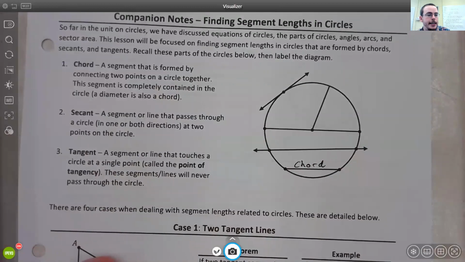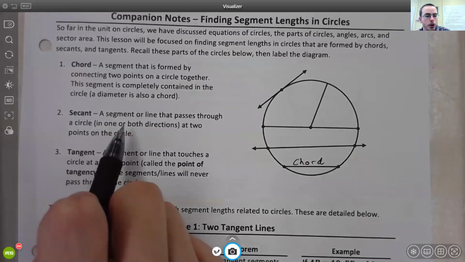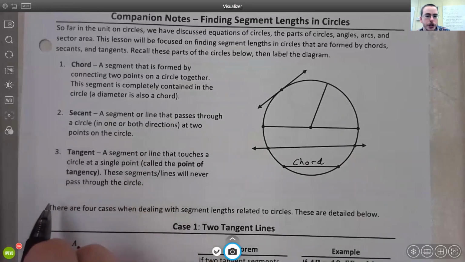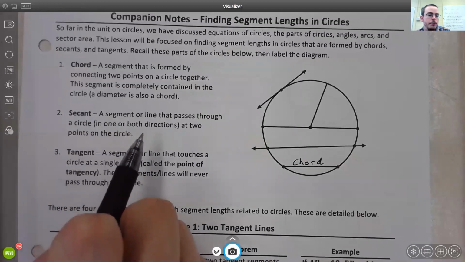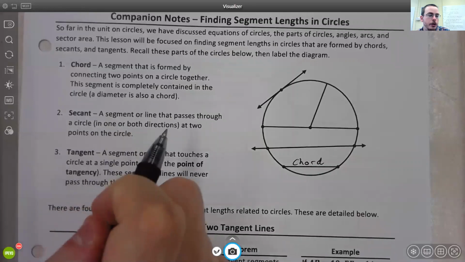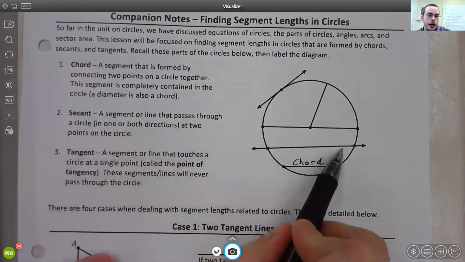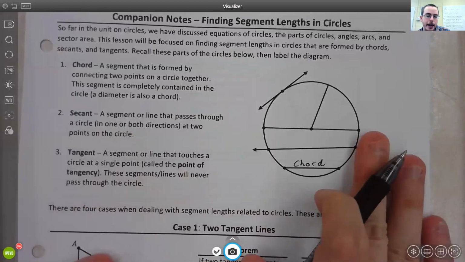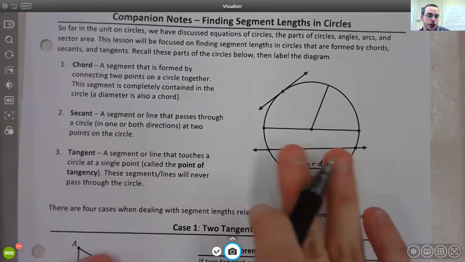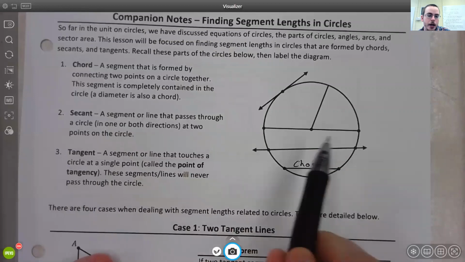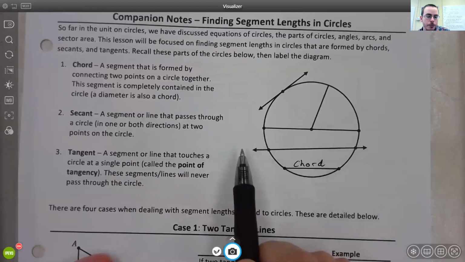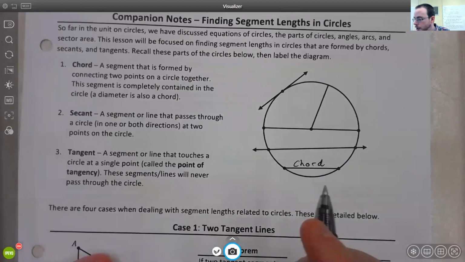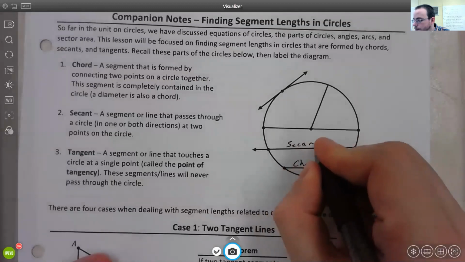The next is a secant, a segment or line that passes through a circle in one or both directions at 2 points on the circle. So typically you'll see one that goes through at least 1 point in the circle, and then it'll stop at the second one or something. So for instance, like that, that would be a secant just as much as this would be a secant here. Unlike the chord, the secant goes through a circle. It doesn't just stop inside of it. Okay, so this would be a secant.